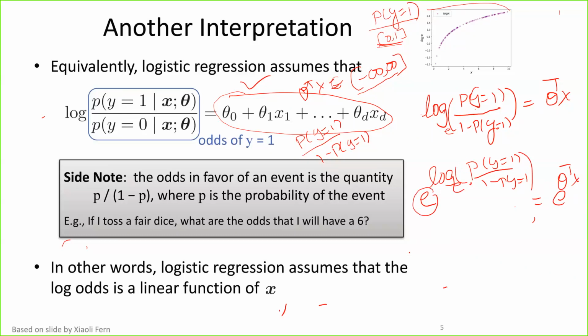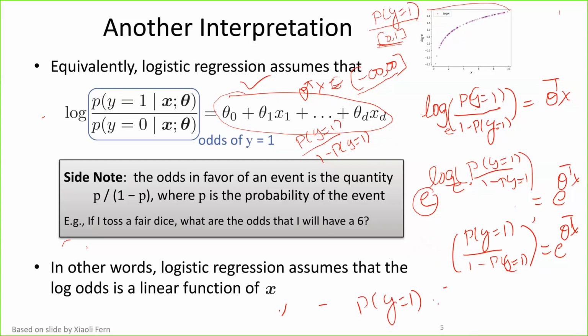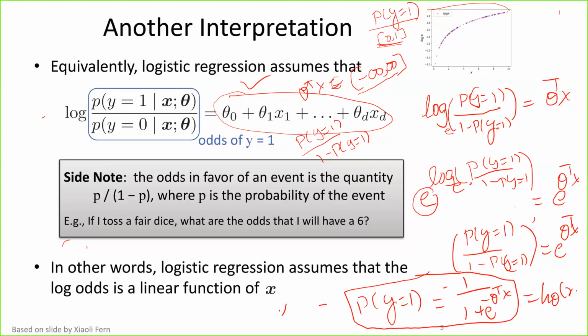So log and e get cancelled. So probability of y equivalent to 1 divided by 1 minus probability of y equivalent to 1 is e to the power theta transpose x. If you derive the probability of y equivalent to 1 from this equation, you will get 1 by 1 plus e to the power minus theta transpose x. So this is how you got this hypothesis, 1 by 1 plus e to the power minus theta transpose x. This is the representation of the hypothesis h theta of x.